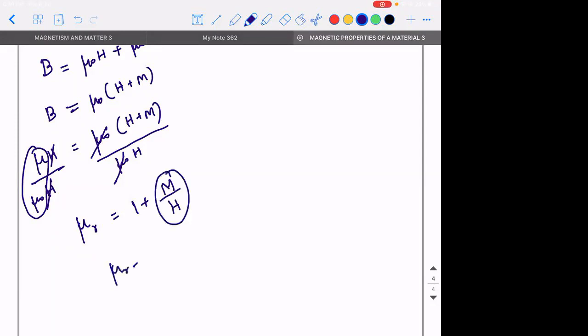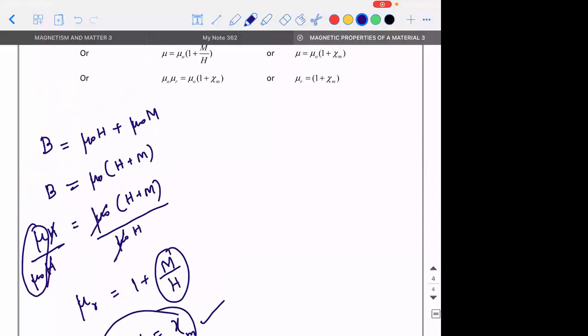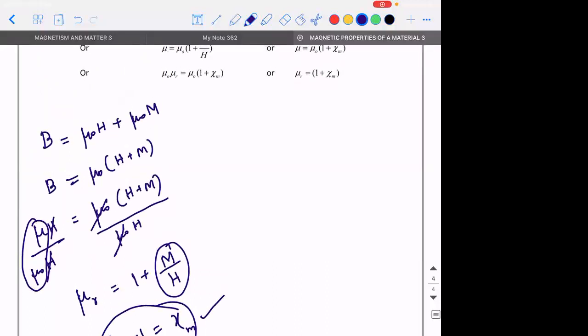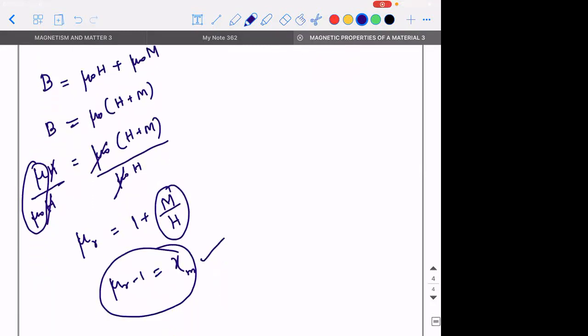That is magnetic susceptibility. So this is the relation. The relative permeability is given as 1 plus the magnetic susceptibility. Please make a note of this. It's a very important one. Based on this, there will be more questions asked.